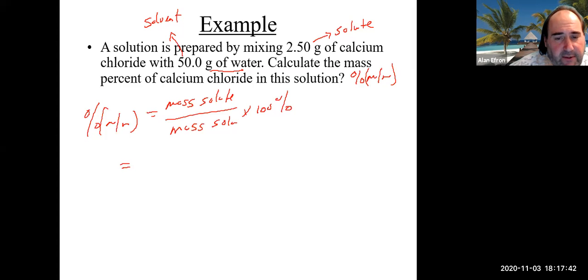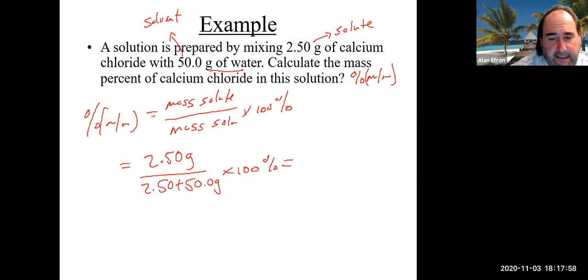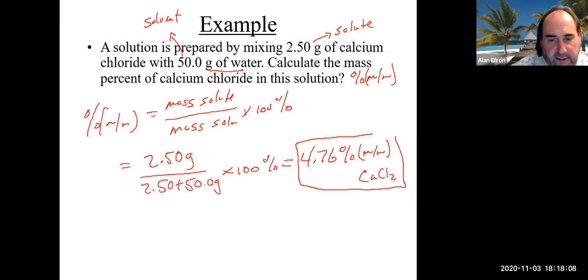So the mass of the solute would be 2.5 grams. The mass of the solution is both the solute and the solvent, so we do want to add those together on the bottom and not divide by just 50. And times it by 100. And it looks like we get something like 4.76% mass to mass calcium chloride in this particular case. Any questions on that particular one?